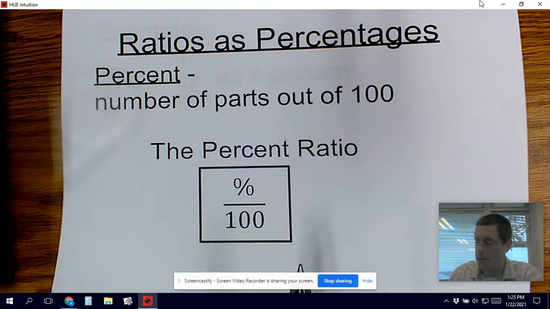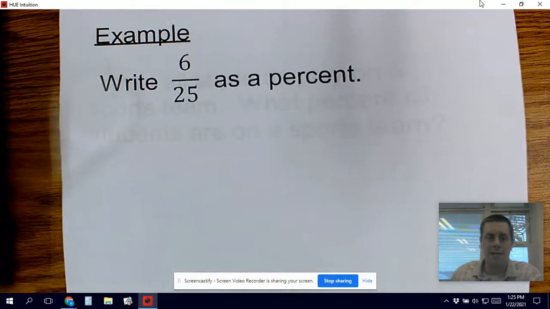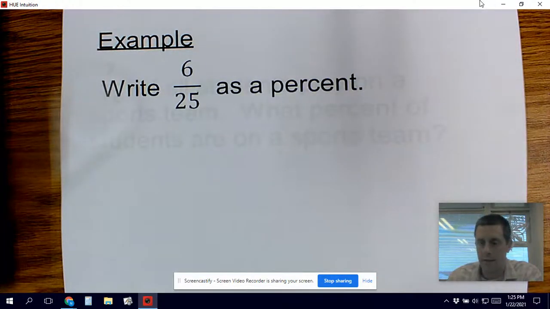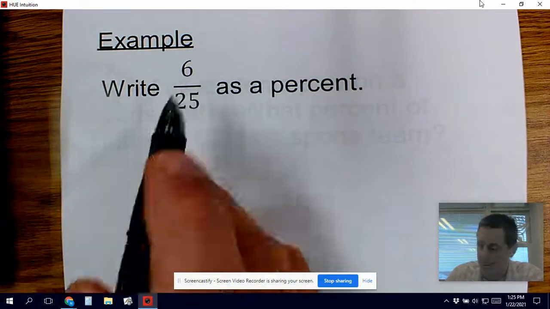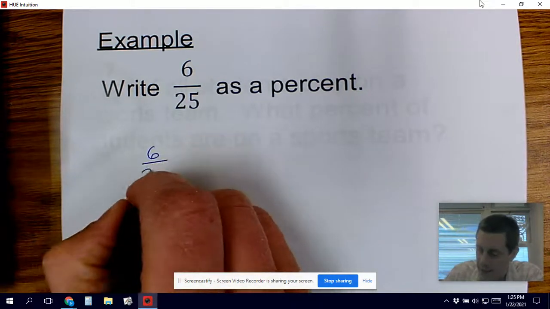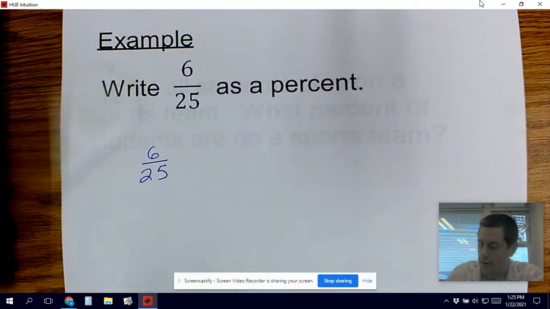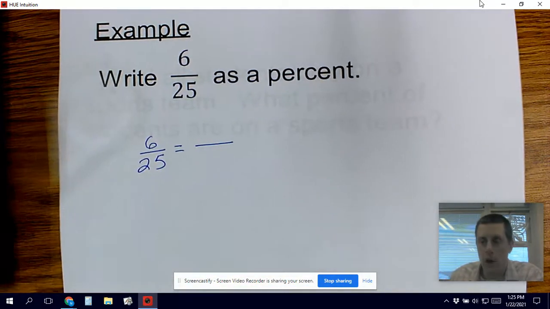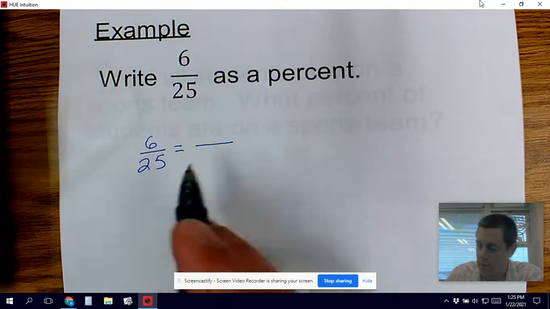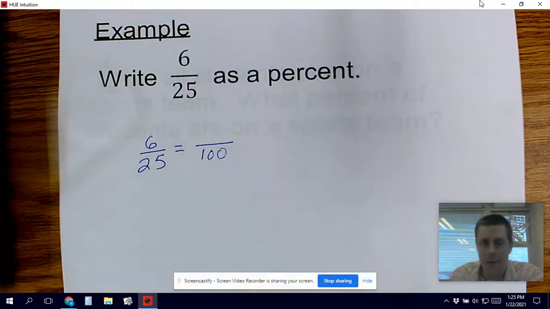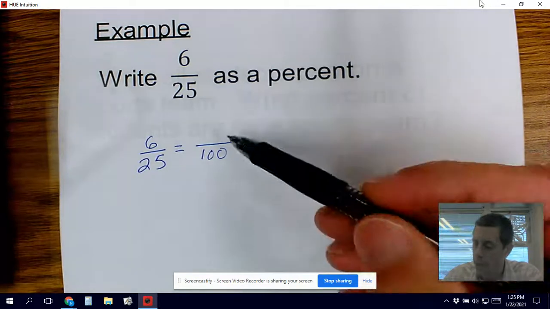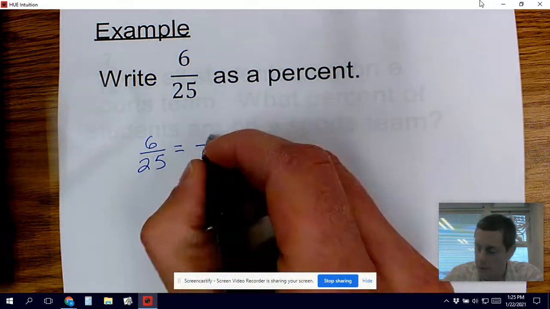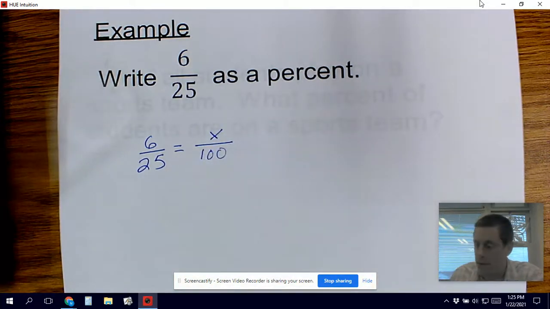All right, let's use the percent ratio to solve some problems. Our first example is asking us to write the ratio 6 to 25 as a percent. So the first thing we want to do is take the given ratio and make that the first ratio in a proportion. We're going to make that ratio equal to the percent ratio. All percentages are out of 100, so the bottom of our percent ratio will be 100. And because we don't know what percent 6 out of 25 is, the percentage is unknown. So we're going to put a variable for our percentage. I'm going to use x.